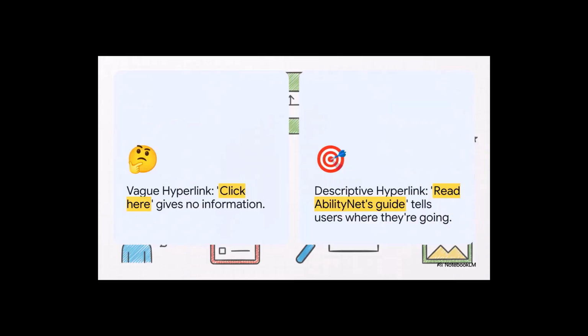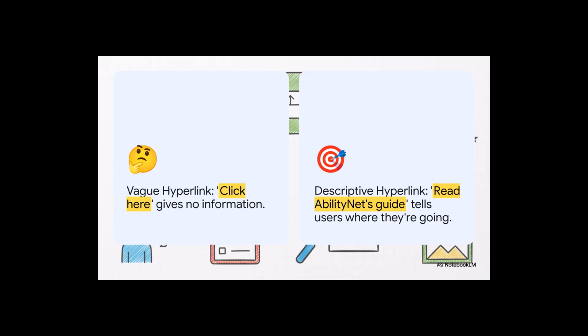The same logic works for hyperlinks. A link that just says click here gives 0 information. A screen reader user who's just jumping between links will hear click here, click here, click here over and over again. But a descriptive link, like read AbilityNet's full guide, tells them exactly where they're about to go.